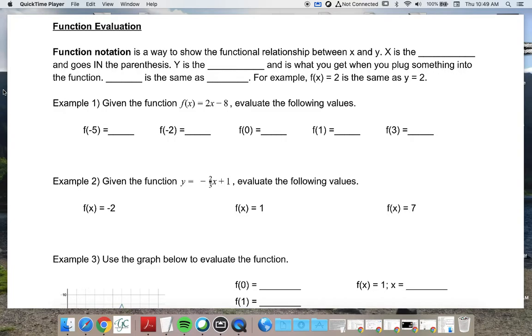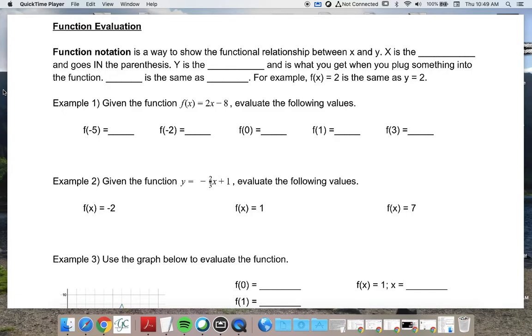In this video, we're going to talk about function evaluation, so evaluating either x values or y values given a function. So first I want to define what function notation is, so we know what we're looking at. Function notation is a way to show the functional relationship between x and y.